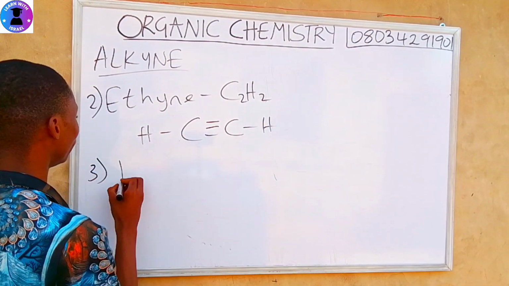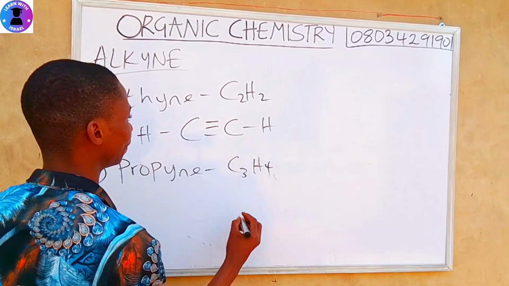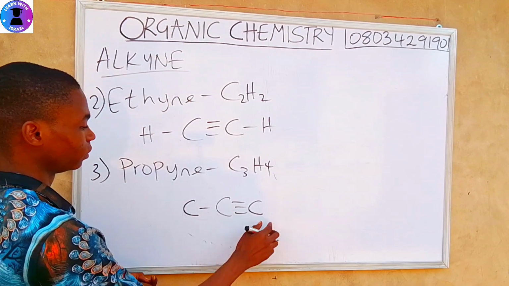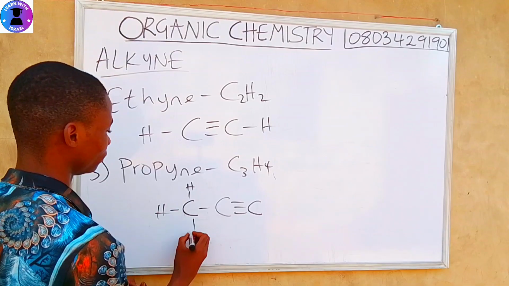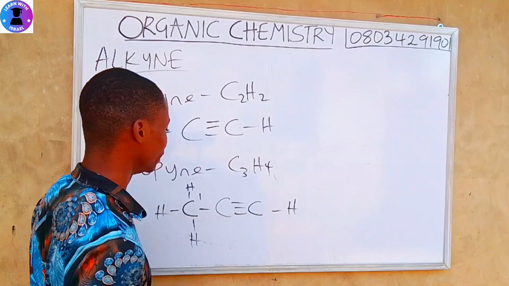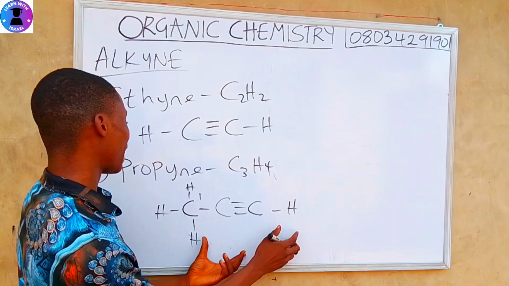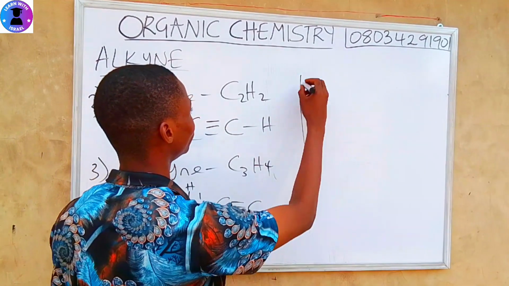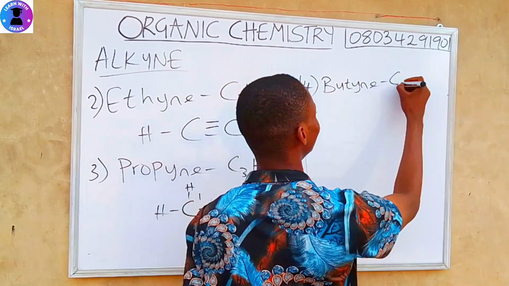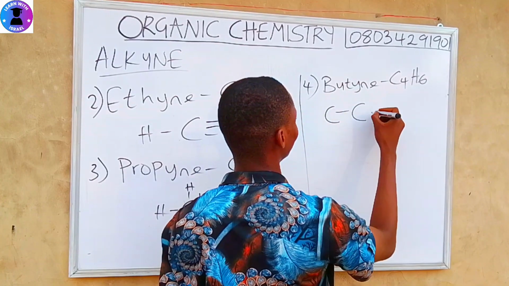Let's draw for propyne. Propyne is C3H4. So let's put our main one. So 3 carbon. We already have 3 hydrogen, so we just attach one hydrogen here, making it 4. So it is now 4 hydrogen. Let me draw another one if you still do not understand. Butyne. Butyne is C4H6, right? So don't forget the main one.